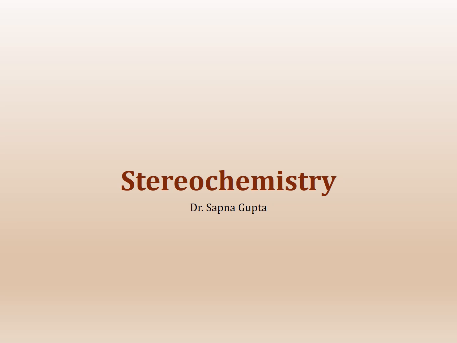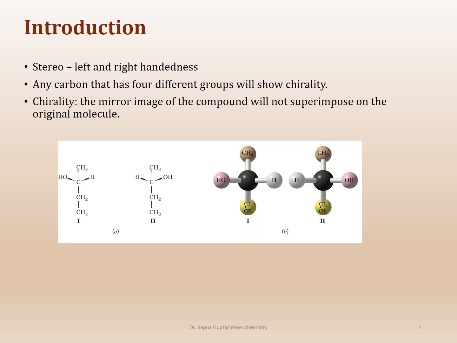So this chapter is about stereochemistry, which is a very fundamental thing about organics. Let's start first. Stereo in anything means two of, a left-handedness and a right-handedness, like you have a stereo in which you have a left speaker and a right speaker. In organic chemistry, we would say any carbon that has 4 different groups will have what is called chirality and will have a stereo center. So we'll talk about that also.